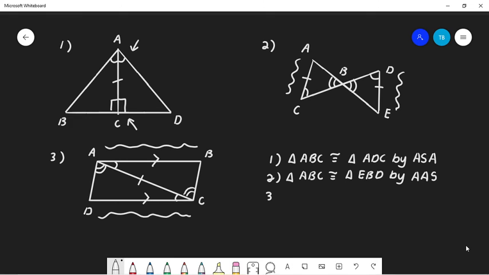So our answer here would be triangle ABC is congruent to, let's see here, it would be triangle CDA by the angle side angle postulate.